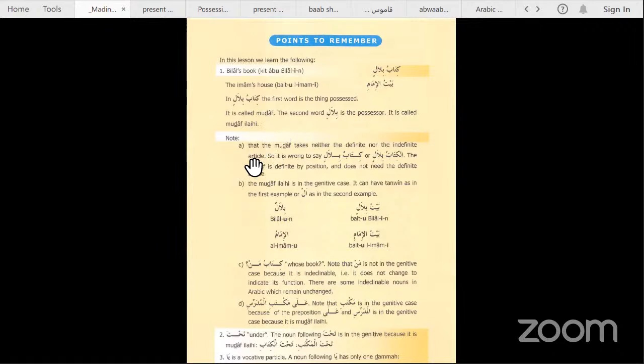Now, these 2 points, which you're going to read, are very important. These are the criteria for how to make mudaf and mudaf ilayh. Bismillah. Note A, that the mudaf takes neither the definite nor the indefinite article. So it is wrong to say kitabun bilalin or al-kitabu bilalin. The mudaf is definite by position and does not need the definite article. Right, okay, so what it's trying to say here is this.